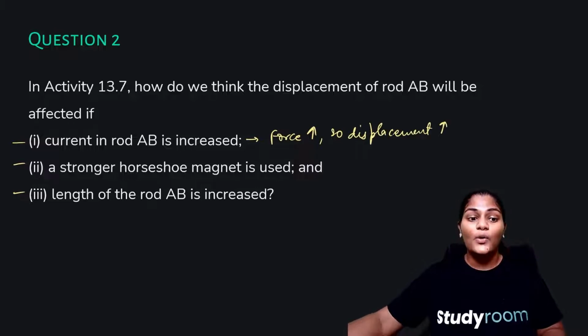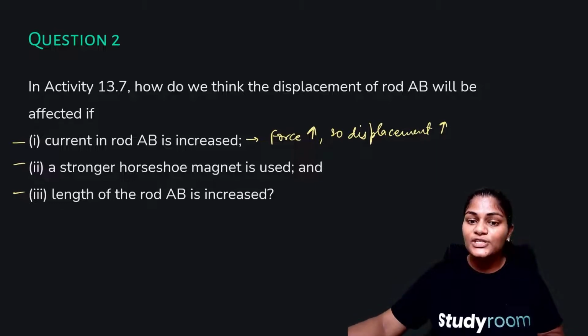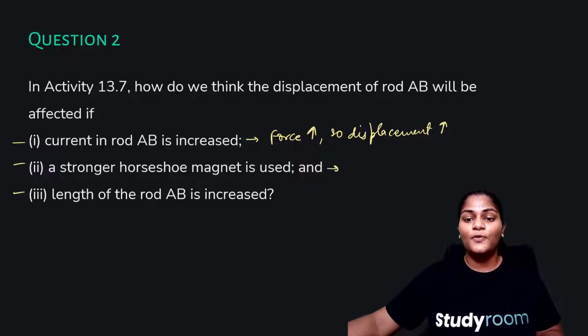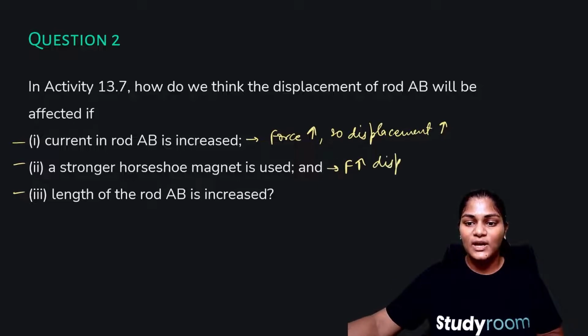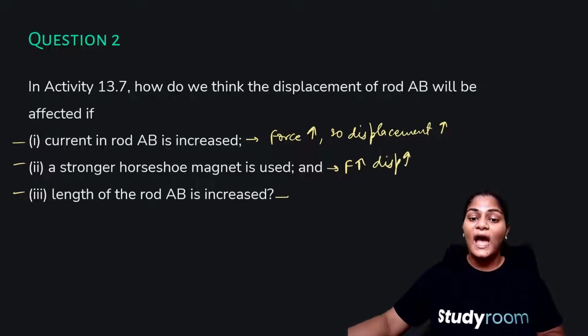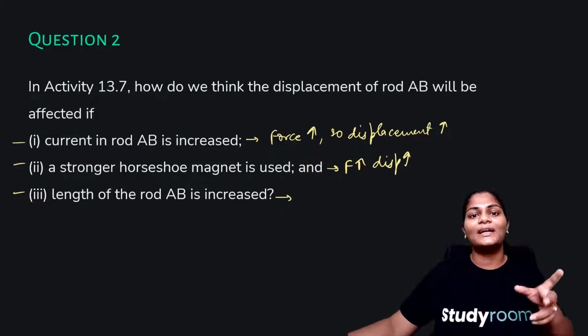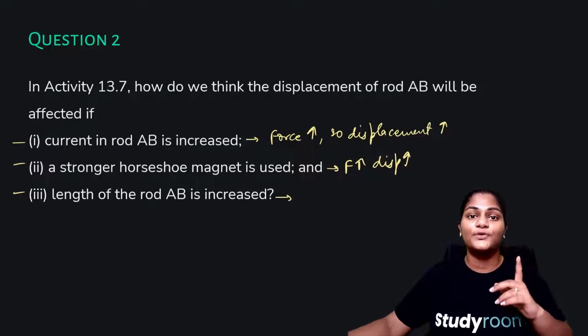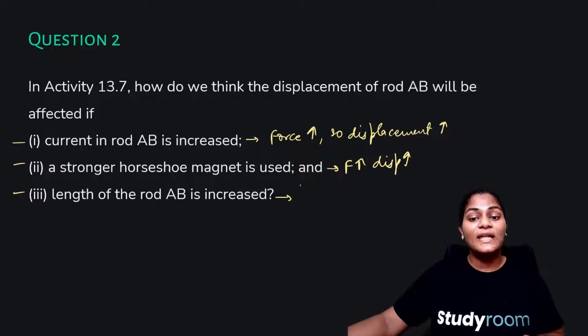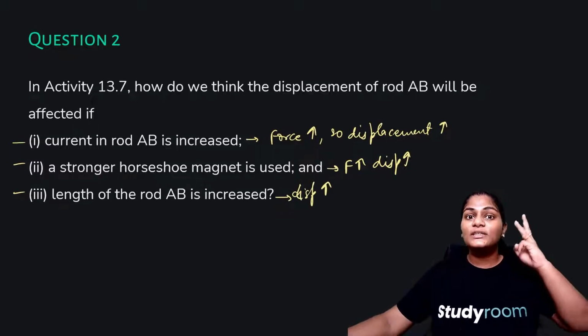Okay, now a stronger horseshoe magnet is used, again the force increases, so displacement also increases. And this was what was not studied. We didn't study this point at that time, but this is also something that you have to keep in mind, that length of wire, when it increases, again the displacement increases. Okay, so these are the three things.